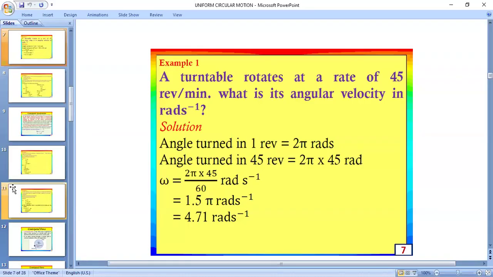Then, among the 5 equations, which one is suitable? It is the one that says omega equals 2 pi f. So when you substitute, you have 2 times pi times 0.75. Using the calculator, the answer is 4.712 radians per second.